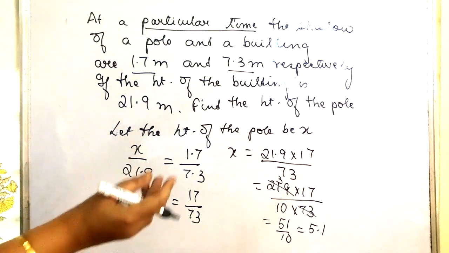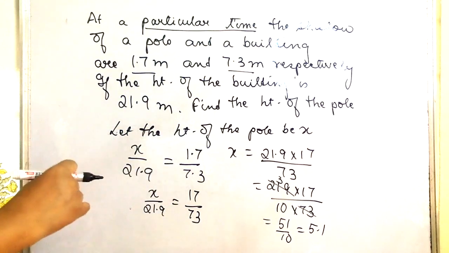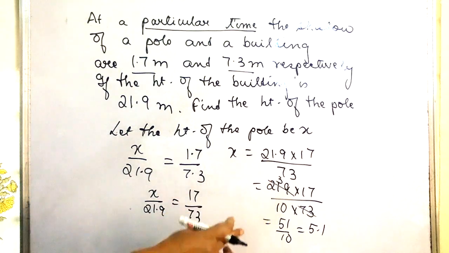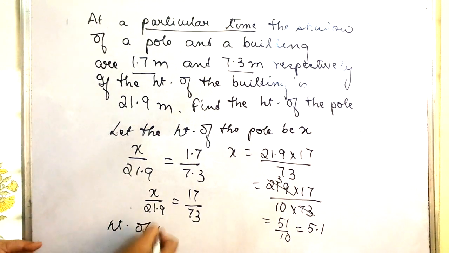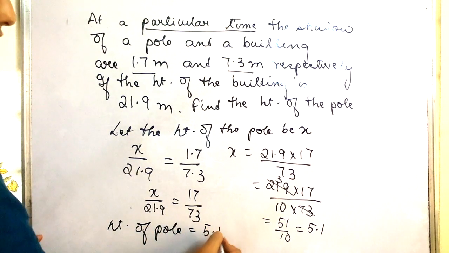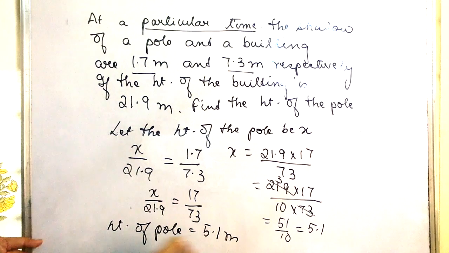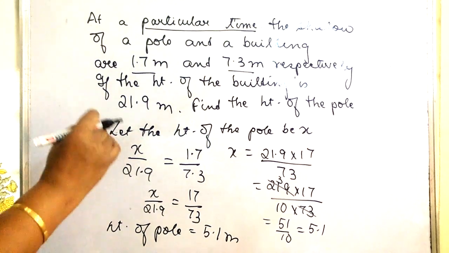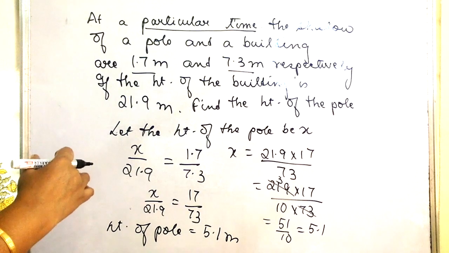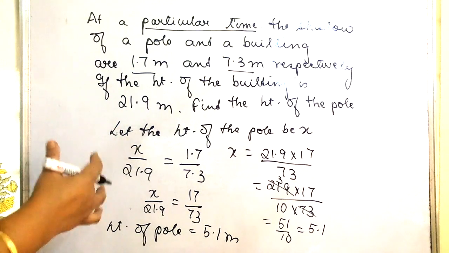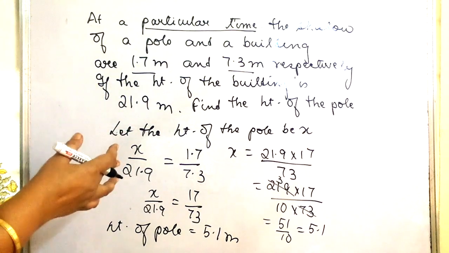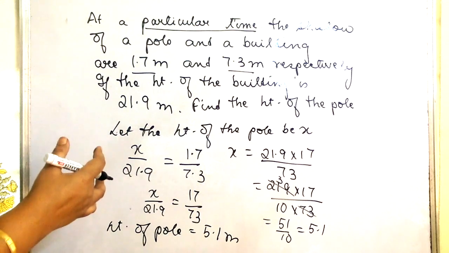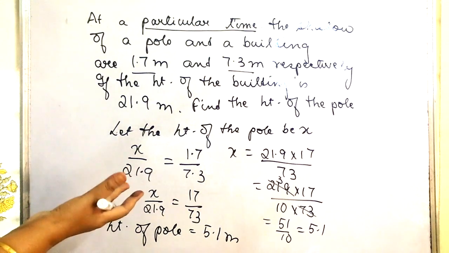Okay. So how you divide with decimals, I have a video for that, you can check that video. So 5.1 is the height of the pole. Therefore height of pole is equal to 5.1. Don't forget the unit, it is a meter. So this is one sum which is very typical of this chapter. So what we have to remember is the ratio between their heights is equal to the ratio between the length of the shadows. Okay, if you remember this, we will get this sum. Basically the heights are in proportion to the shadows, you can say like that.